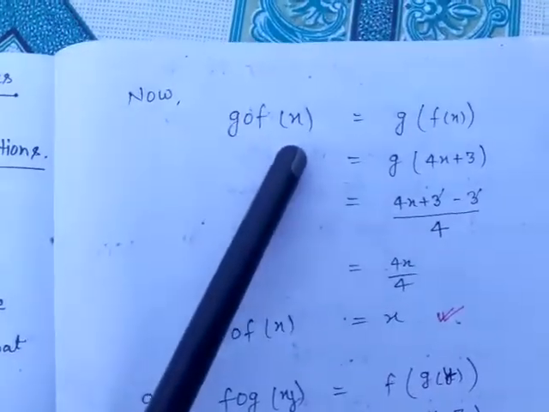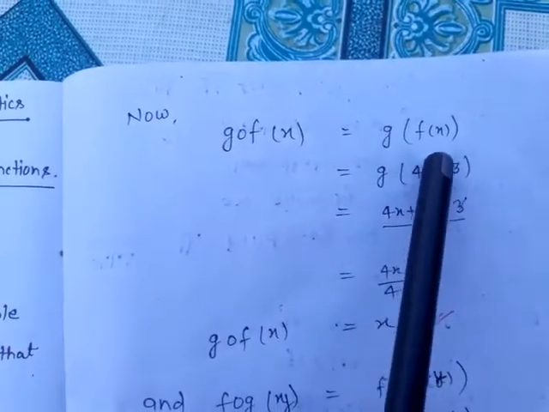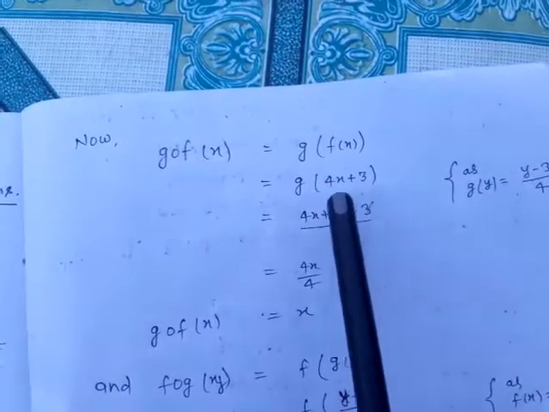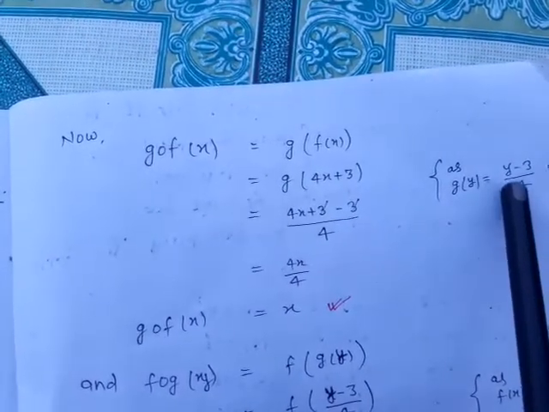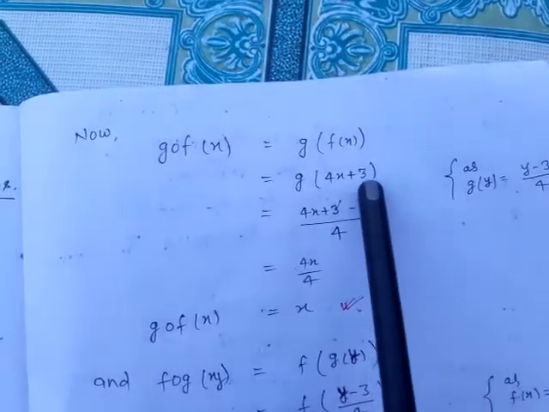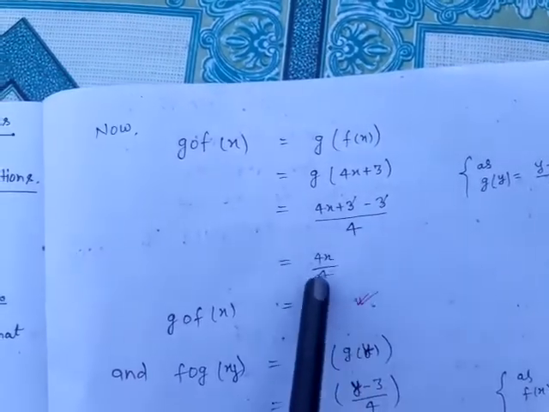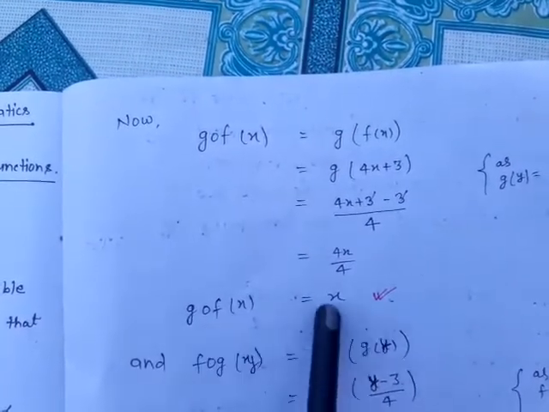Now g of f(x), putting the value of f(x) as 4x plus 3, that is g of 4x plus 3. Here we know that g(y) is equal to (y minus 3) by 4. In place of y we put 4x plus 3, we get (4x plus 3 minus 3) by 4. After solving we get x, so g of f(x) is equal to x, which is the identity.